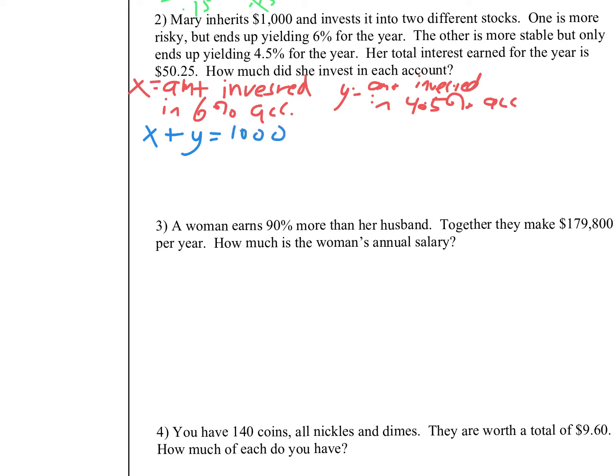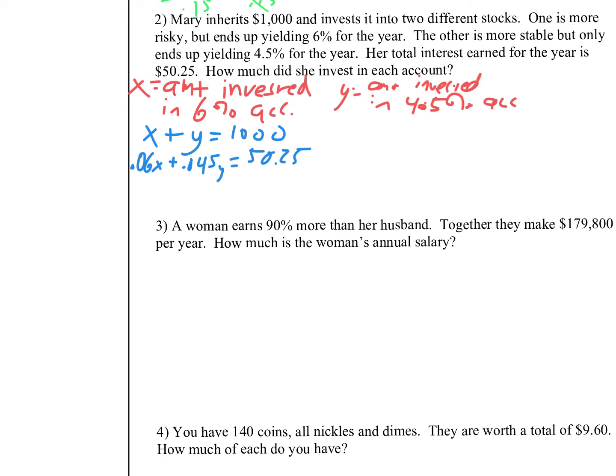All right, so then my next equation is going to have to do with the percentages. So I'm going to multiply each of these accounts by their percentages. So for X, that's going to be 0.06X plus, and then for Y, it's 4.5%. Now be careful, that's not 0.45, that would be 45%. It is 0.045Y equals, and then the total amount that she earned was $50.25.